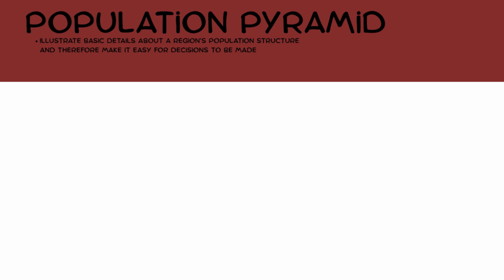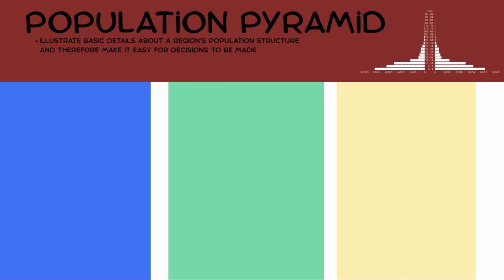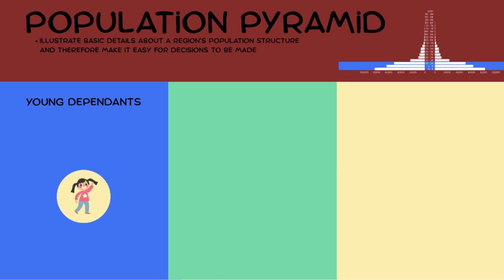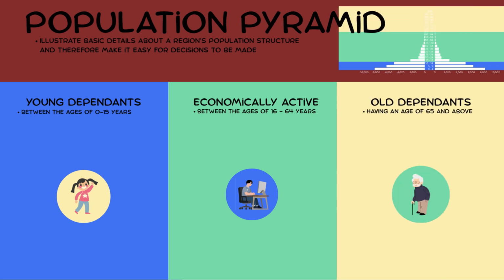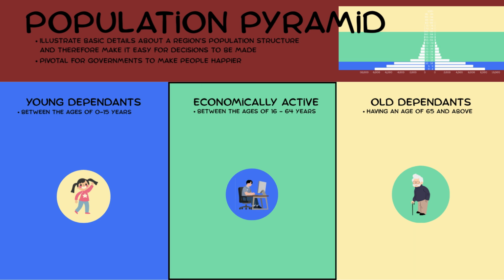Firstly, all population pyramids can be divided into three subgroups: young dependents, which are between 0 and 15, economically active, which are between 16 and 64, and old dependents, which are 65 and older. These groups are pivotal for governments in understanding how their country is structured and what amenities and laws will make populations happier. For instance, the economically active group is the working population.